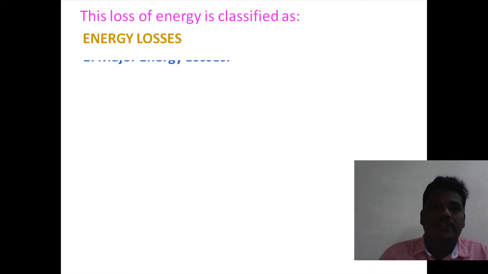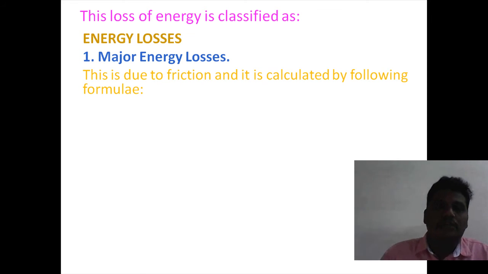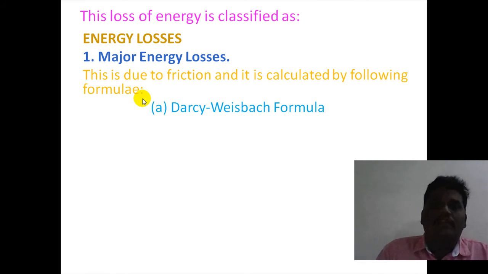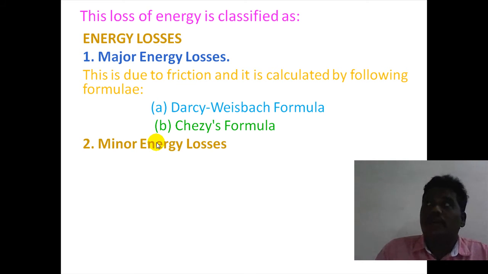Loss of energy is classified as major energy losses and minor energy losses. Major loss is due to friction and it is calculated by the following formula. The formula to find the energy loss is the Darcy Weisbach equation. Next, Chezy's equation. Now in our syllabus, the Darcy Weisbach equation is used to find the friction loss.